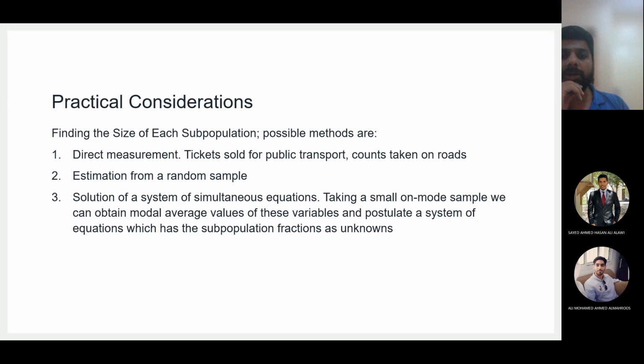Then finding out the size of each subpopulation. So I want to apply stratified sampling, and I haven't collected the data yet. So how do I know how many people are high income, how many people are low income, how many are bus users, how many are car users? If I don't know that, how would I stratify them? How do I know that my population can be divided into these groups, and what is the size of each group?